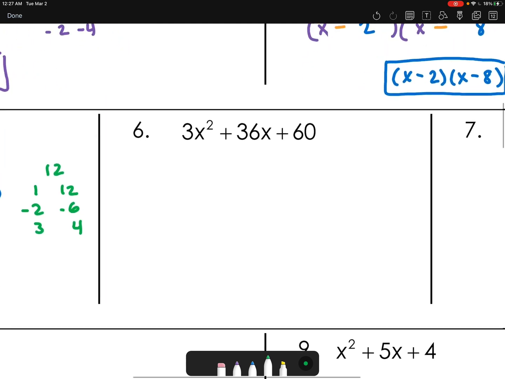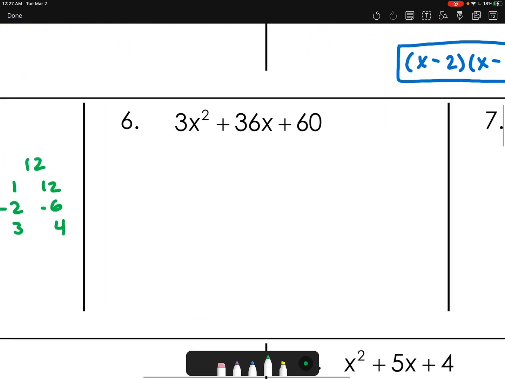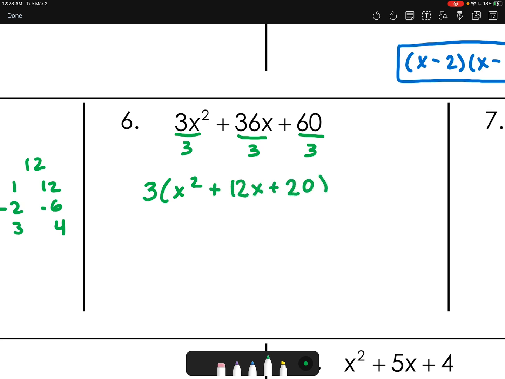Okay guys, so number 6 is similar to number 5, where we first need to take out a GCF. The GCF in this problem was 3. So when I take out a 3, I'm left with x squared. Remember, we learned a way that we can divide everything by 3, and we're left with x squared plus 12x plus 20.